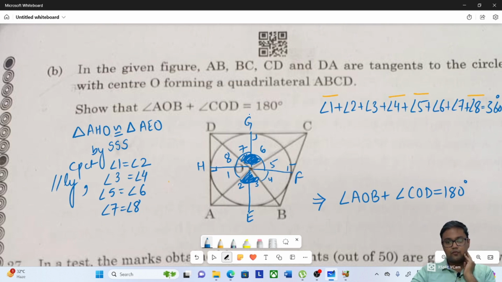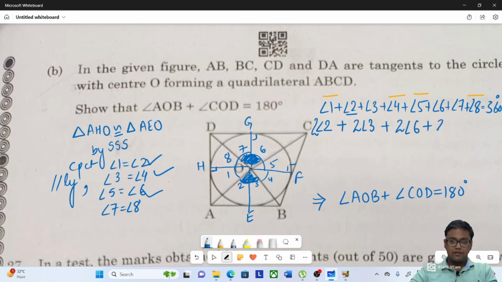So, what will I do? In place of 1 I will write 2, because 1 is equal to 2. So, there is a 2 again. So, twice of angle 2 it will be. In place of 4 I will write 3, because 3 is equal to 4. So, twice of angle 3. In place of 5, children, I can write 6, because 5 is equal to 6. So, I will have twice of 6, and similarly twice of 7, and that all will be equal to 360 degrees.